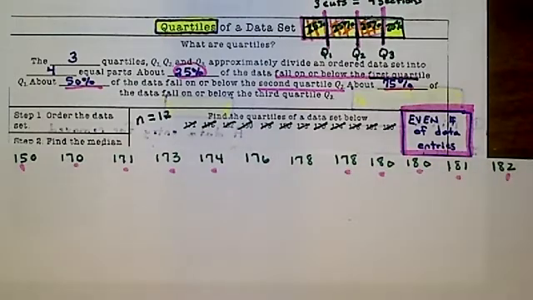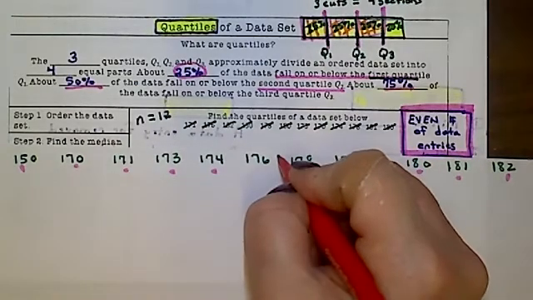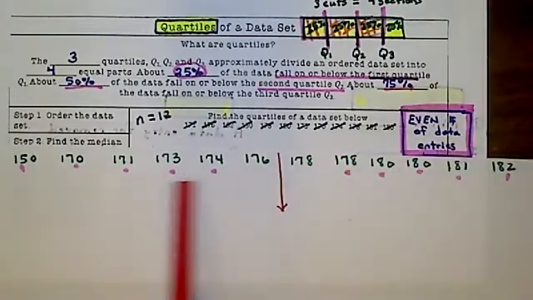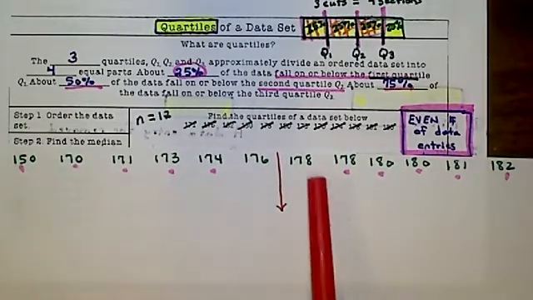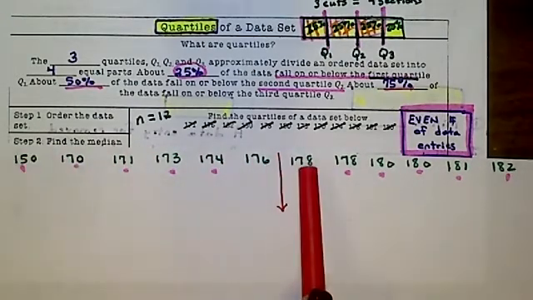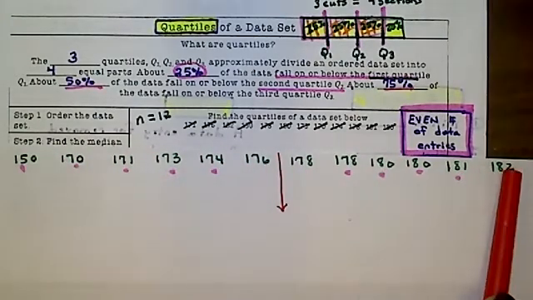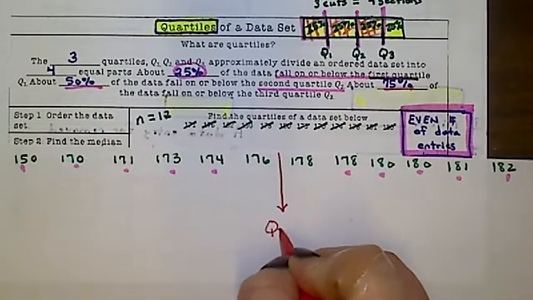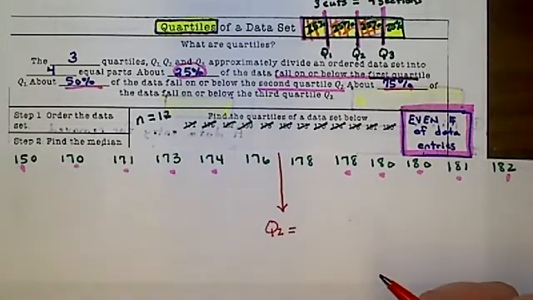And it looks like 2 of these right here fall in the middle. So I'm going to break this down, because that would be 50% of my data to the left and 50% to the right. So I've got 1, 2, 3, 4, 5, 6. 1, 2, 3, 4, 5, 6. So I've got 50% of the data.